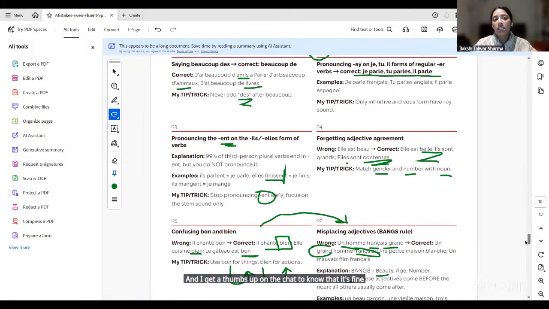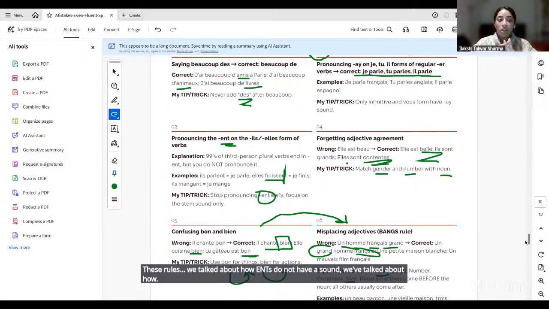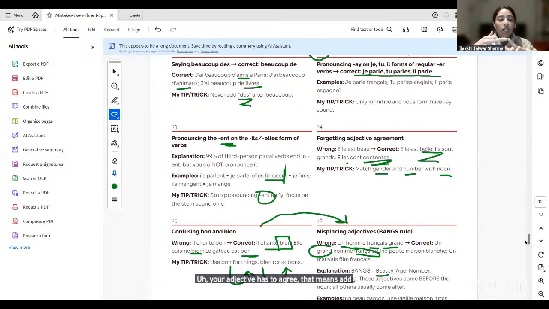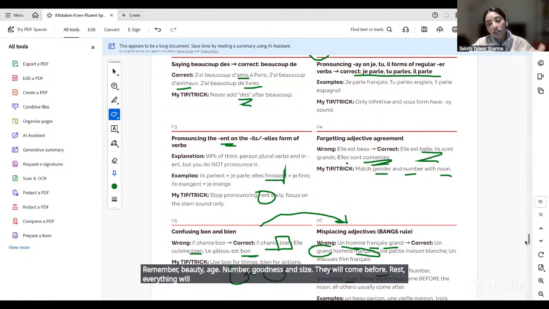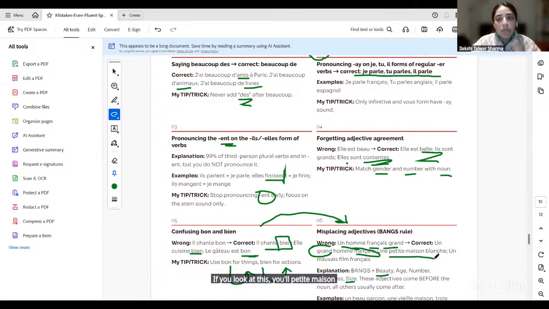So we've done these rules. Beaucoup de. We've talked about how ENTs do not have a sound. We've talked about how your adjective has to agree, that means add the E, add the S. Bon and bien are different. And the BAGS rule: remember, beauty, age, number, goodness, and size. They will come before. Everything else will come after. Colors also will come after. If you look at this, une petite maison blanche. Petite is coming before maison as an adjective. Why? Because it's size. Blanche is a color. It's not in the five rules, so it'll come later. Very simple.